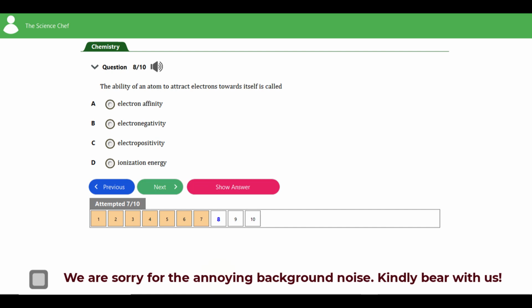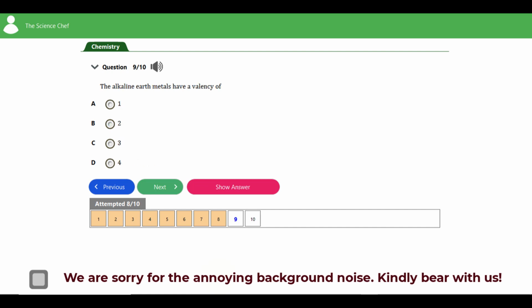Likewise, ionization energy. Electron affinity is the energy released when an electron is being added to a gaseous atom to form a gaseous ion. Ionization energy, on the other hand, is the energy that is absorbed, taken in, or required to remove a valence electron from a gaseous atom to form a positive gaseous ion. So the answer to this question is option B, which is electronegativity.